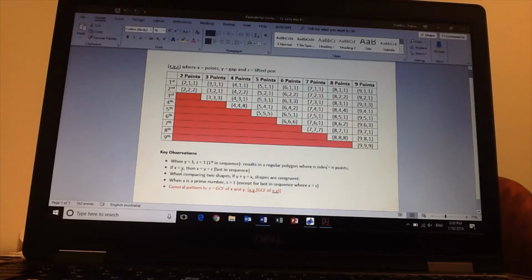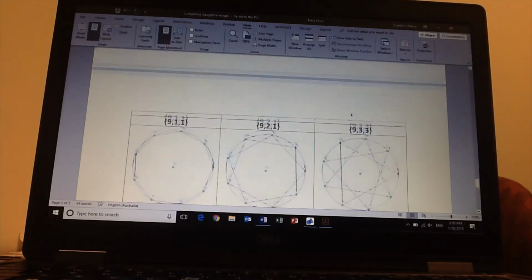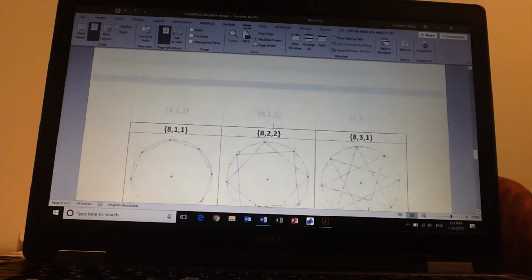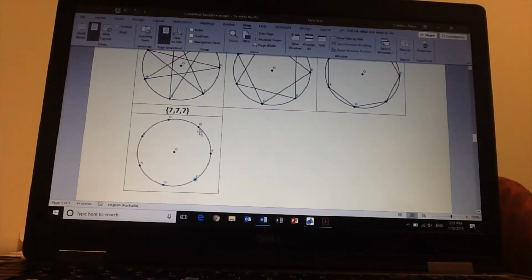The second thing I noticed was when the number of points equaled y. So, for example, here you've got 2 and 2, 3 and 3, 4 and 4. Then the z, the amount of times lifted off the pen, was also equal to that same number. So it's last in the arrangement, last in the sequence. As an example, we have our 9s with no chords, our 8s with no chords, our 7s, so gaps of 7, 7 points, creating 7 times lifted off the page.